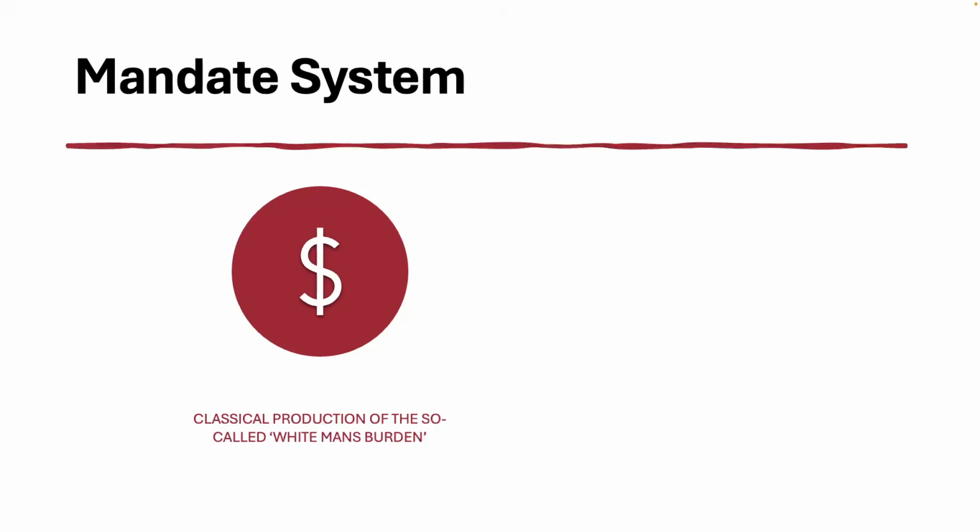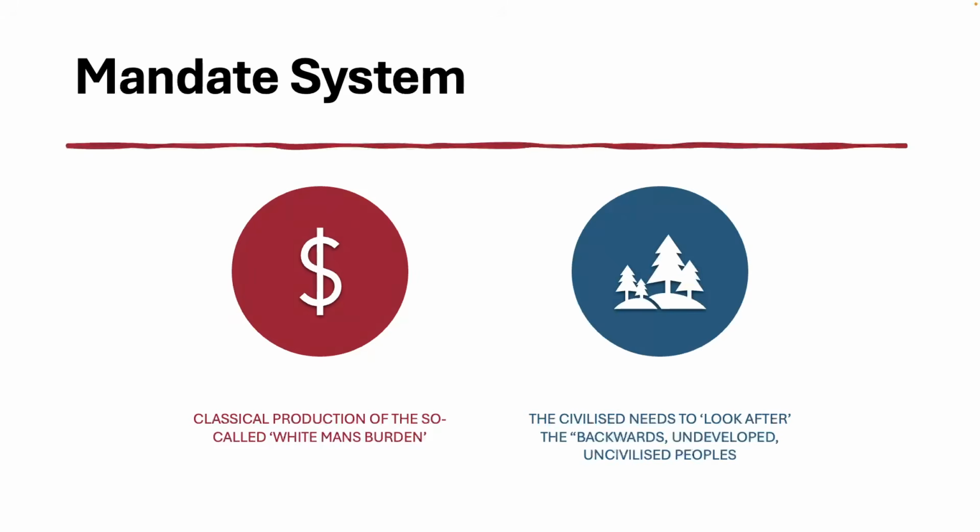And this represents then the classic production of the so-called white man's burden, the sense that the so-called civilized had almost a moral duty to support and to look after the backwards, the undeveloped, the uncivilized peoples. They, according to the League of Nations, needed guidance, they needed support, they needed encouragement. Conveniently, this modality of support would be perpetuated through a legitimated form of colonial control and domination, established through an international organization.